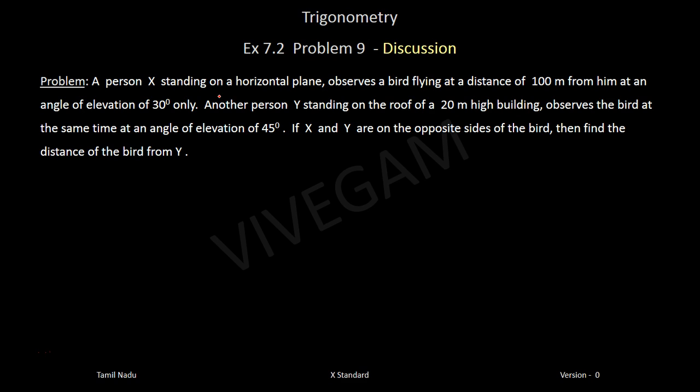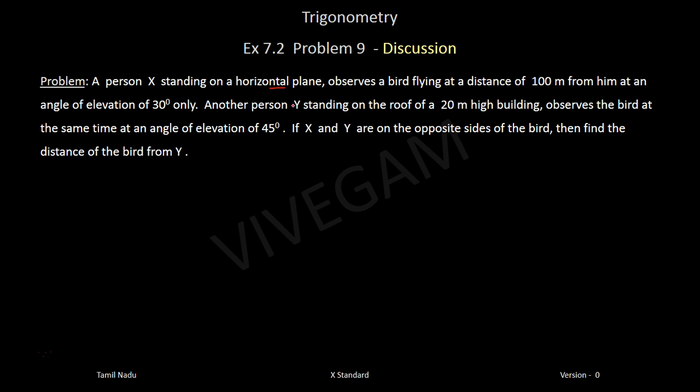A person X standing on a horizontal plane observes a bird flying at a distance of 100 meters from him at an angle of elevation of 30 degrees only. Another person Y standing on the roof of a 20-meter high building observes the bird at the same time at an angle of elevation of 45 degrees. If X and Y are on the opposite sides of the bird, then find out the distance of the bird from Y.